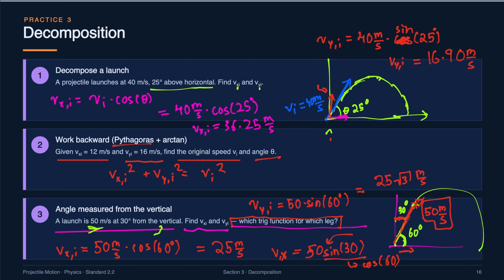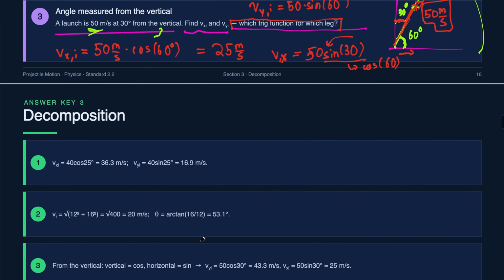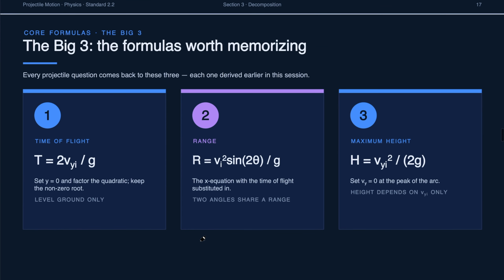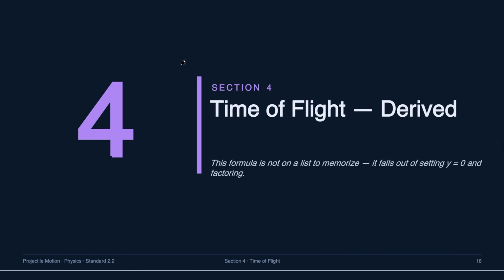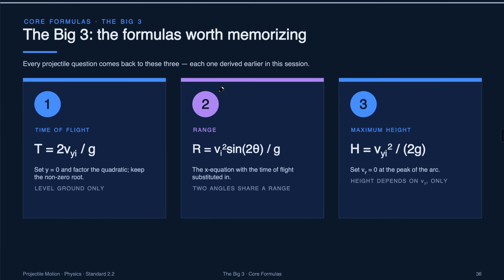Otherwise, this wasn't that complicated, just simple decomposition to make sure you're good with breaking down vectors, okay? And feel free to see me in the next video where we'll be covering the big three, something different from the big five: time of flight, range, maximum height, and we'll be going over each one of those, okay?